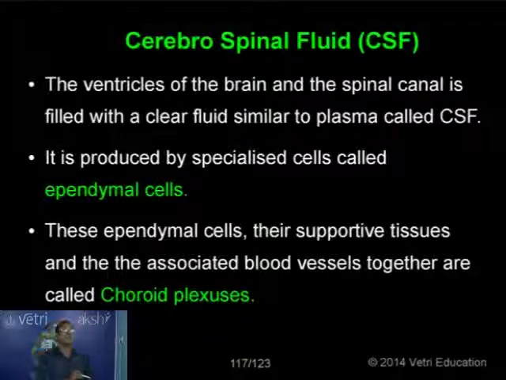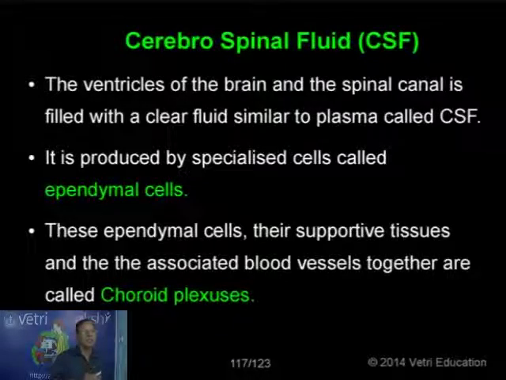Now, cerebrospinal fluid. It is just a plasma, a clear fluid normally filling the cavities of the brain as well as the central canal of the spinal cord. So the ventricles of the brain and the spinal cord are filled with a clear fluid, and that fluid is more or less similar to the plasma. We also have some differences between plasma and CSF, and we will see a few differences later. And it is produced specifically by one group of cells, called ependymal cells.